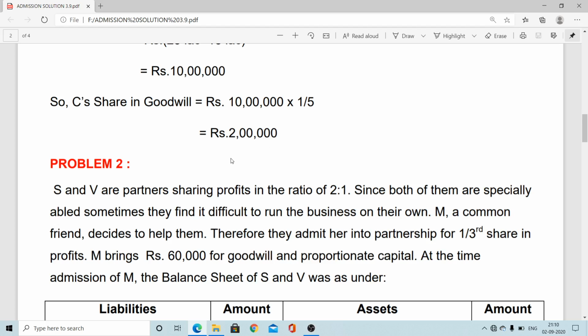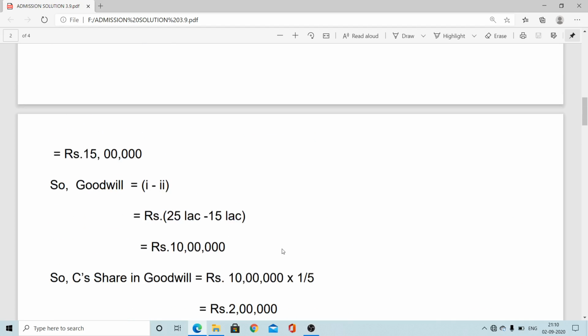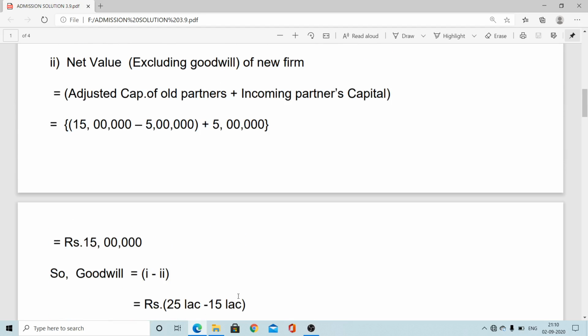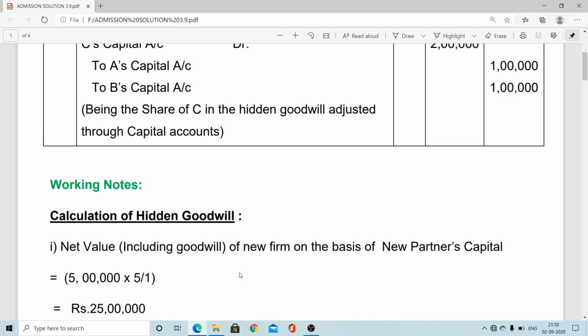So that 2 lakh rupees, either the incoming partner can pay or cannot pay. There are two options. If incoming partner Mr. C paid, then we will apply the premium method. If the incoming partner is unable to pay, then we will apply the memorandum method. So here in this case nothing is mentioned regarding the payment of goodwill.